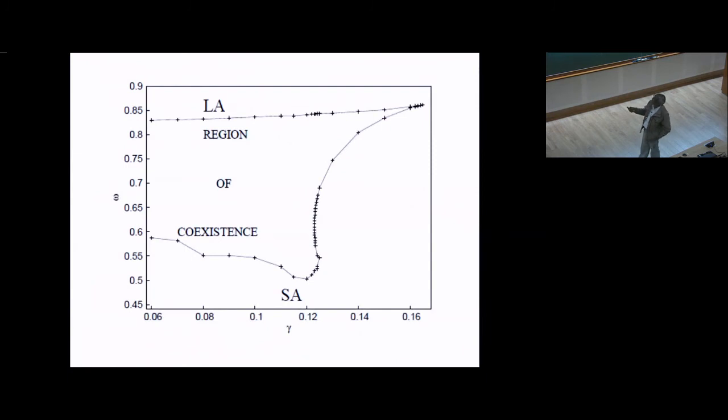So there is a region where you see, if you plot in terms of frequency and gamma, you will see that there is a coexistence region here. Both the phases are there. Here there is no distinction.